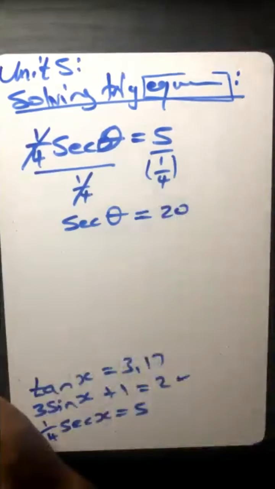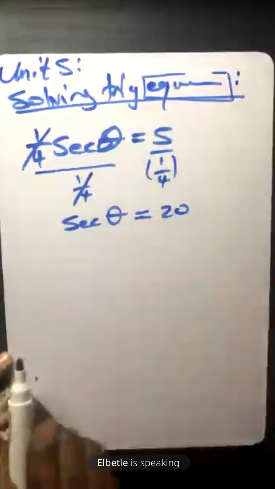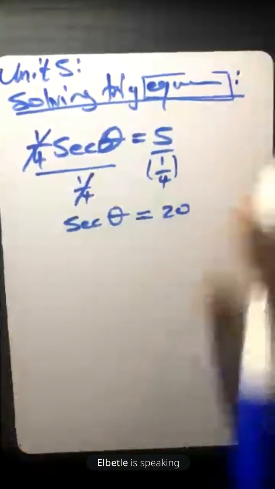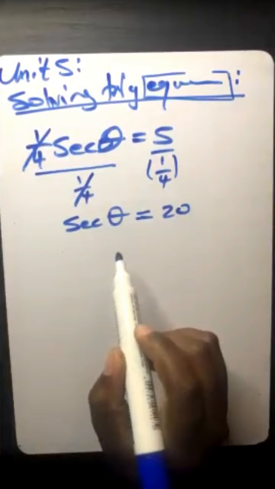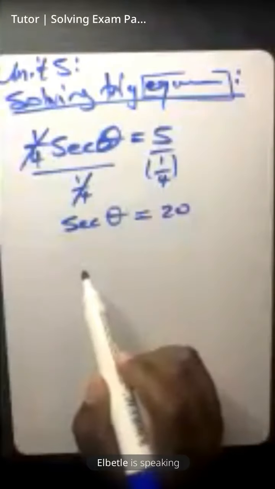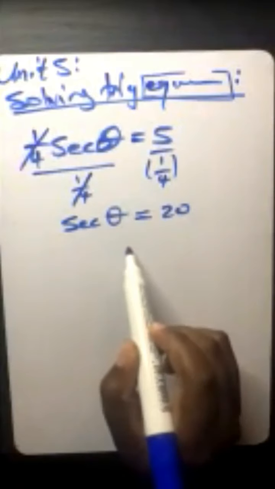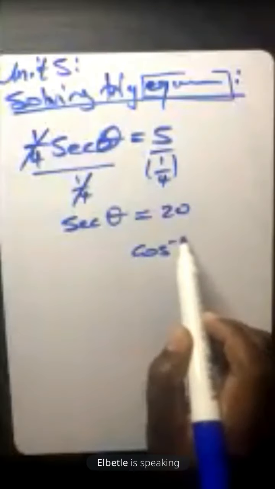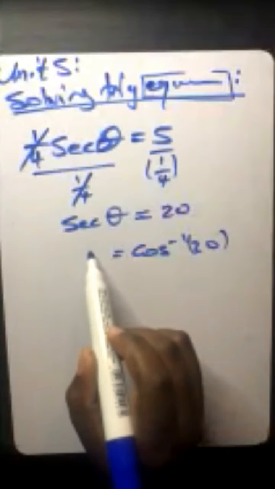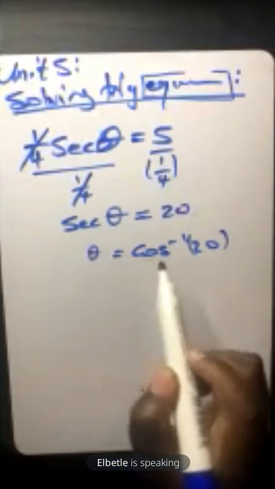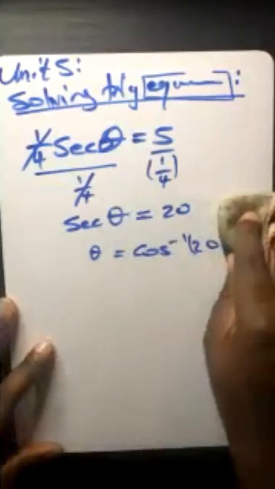So we're going to say sine inverse of 20. Wait, what are we going to do there? It's going to be cos inverse of 20, like that. Then you say it's equal to angle theta. Okay, so let's correct it.